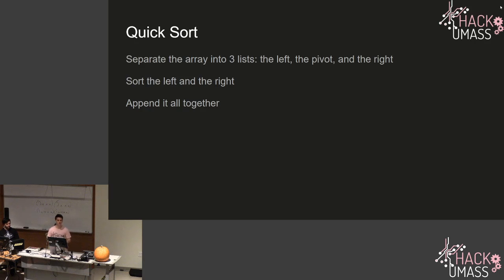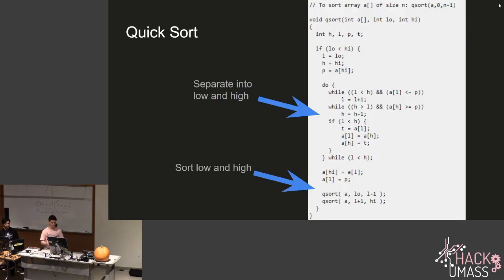And then what we do is we sort everything on the left, and we sort everything on the right, and then we put the left here, the pivot here, and the right here. And that guarantees that we have a sorted list. Does everyone agree with that? Then it must be sorted? Cool. And then we just append it all together.